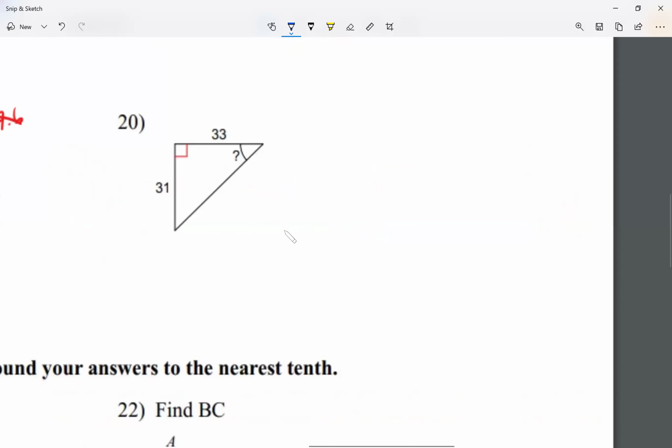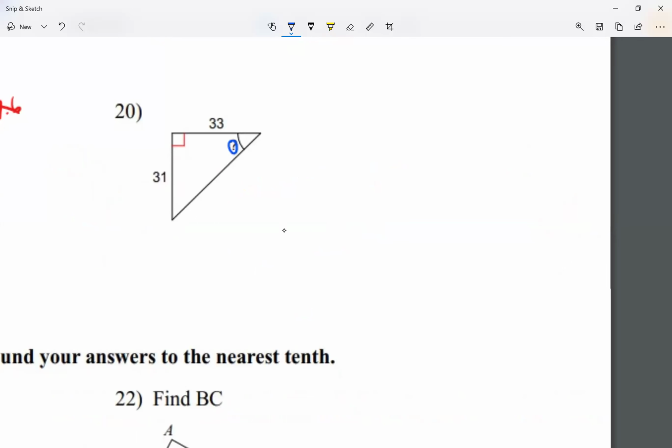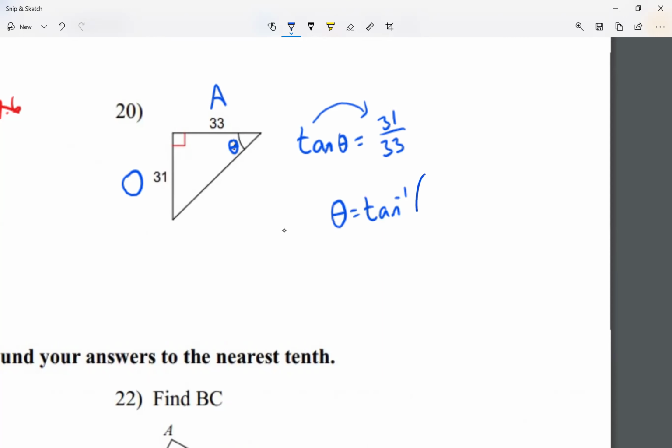Lastly, let's take a look at number 20. That question mark, let me call it theta because it's an angle. I don't have the hypotenuse, right? The blank side is the hypotenuse, but I see 31 is the opposite and 33 is the adjacent. So opposite and adjacent, I know I'm going to be using tangent. So I'm going to have that tangent of theta is 31 over 33, right? Tangent is opposite over adjacent. To undo the tangent, I want to move it over, but remember, I've got to call it inverse. So I'm going to say theta is tan inverse of 31 over 33.